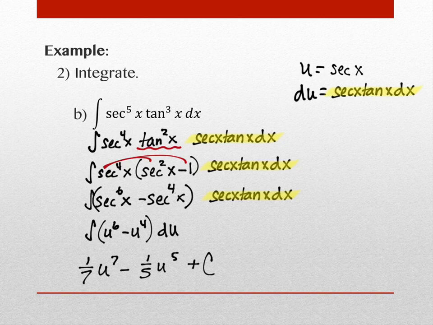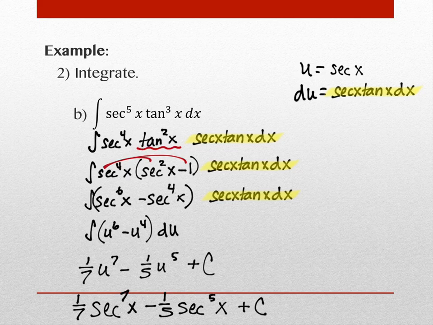And our last step, put it back in, right? Replace the u with what u is equal to. So this will be 1/7 secant to the 7th of x minus 1/5 secant to the 5th of x plus c.